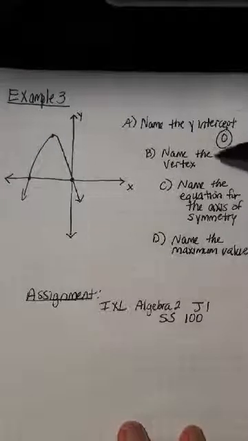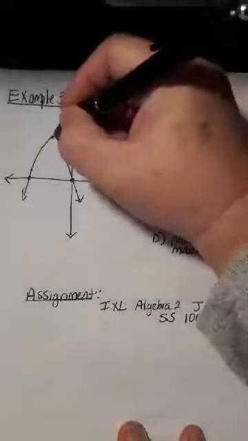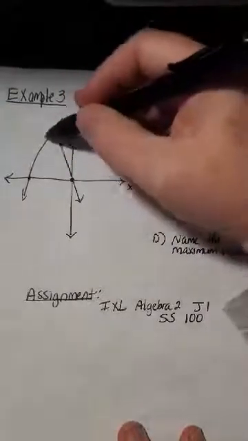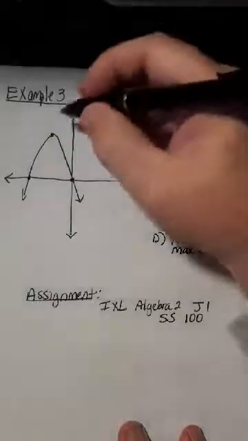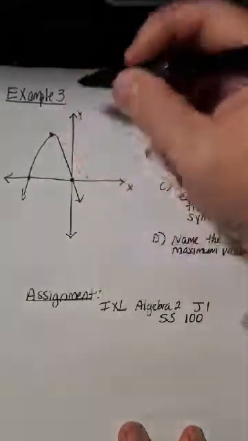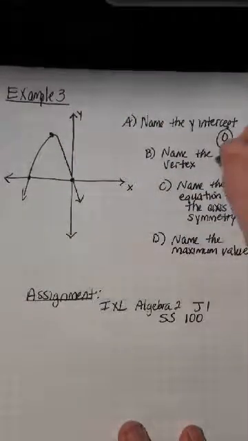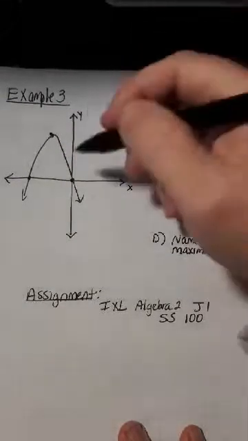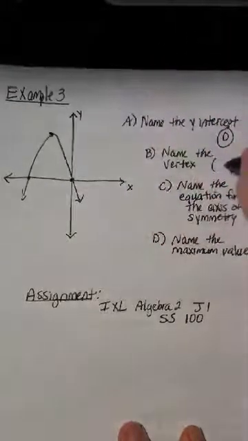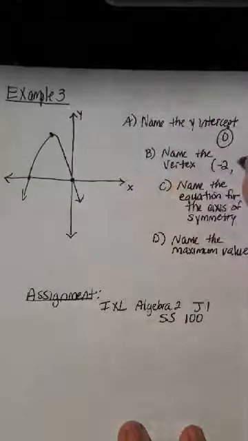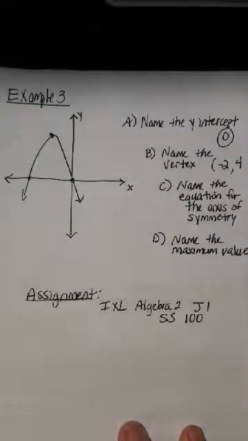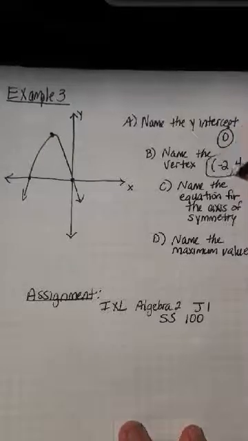Name the vertex. The vertex is right here. My parabola is not drawn exactly right, but that's where the vertex is supposed to be. Whenever you name a vertex, you have to actually name an ordered pair, because you have to tell what the point is. That's going to be -2 for x, and then 1, 2, 3, 4, +4 for y. So -2, 4 is your vertex. That is the answer for part B.